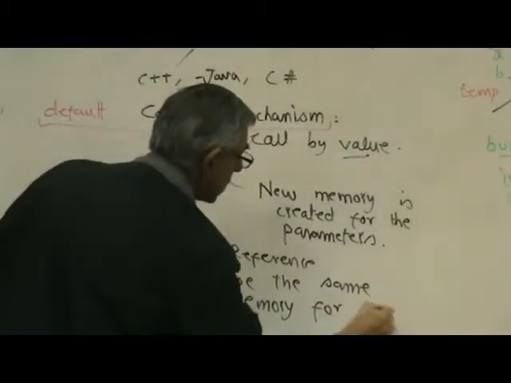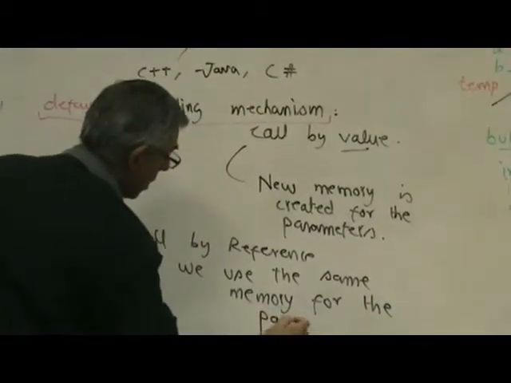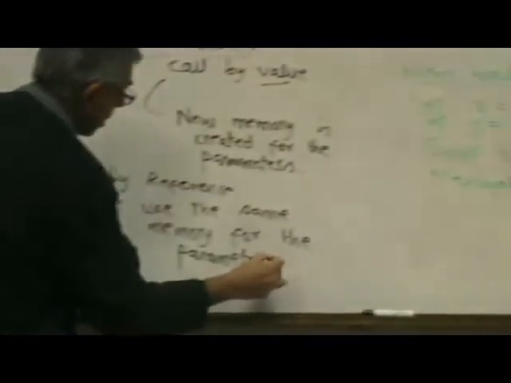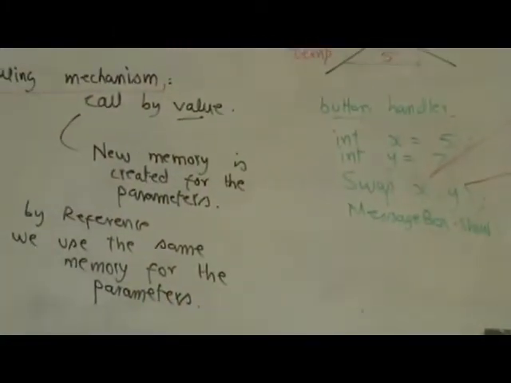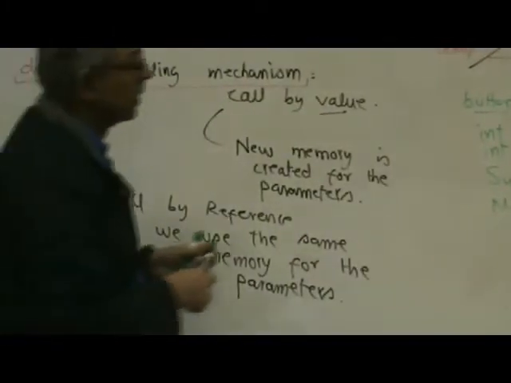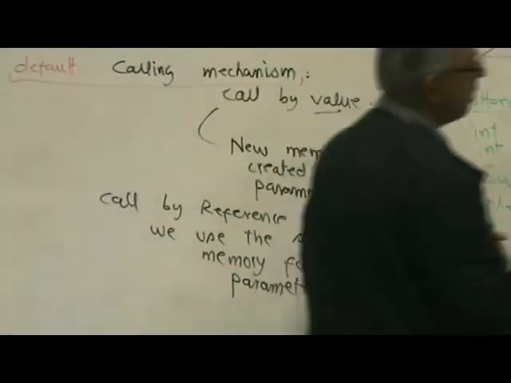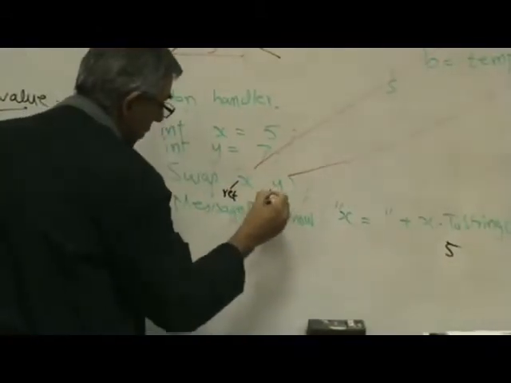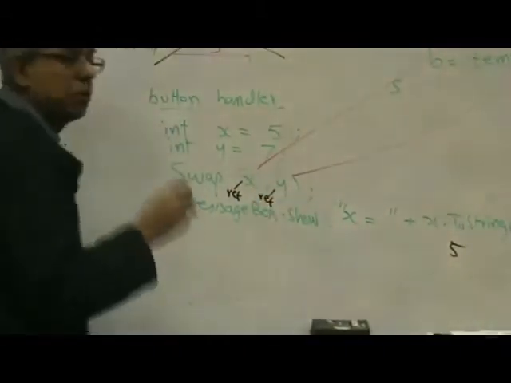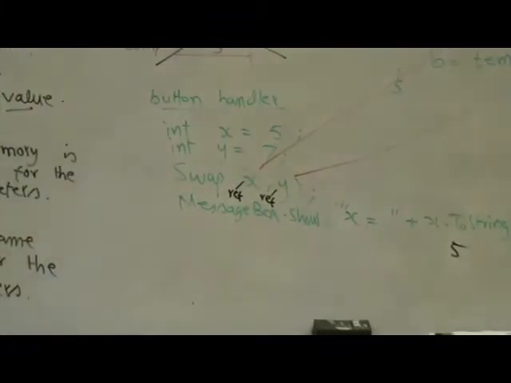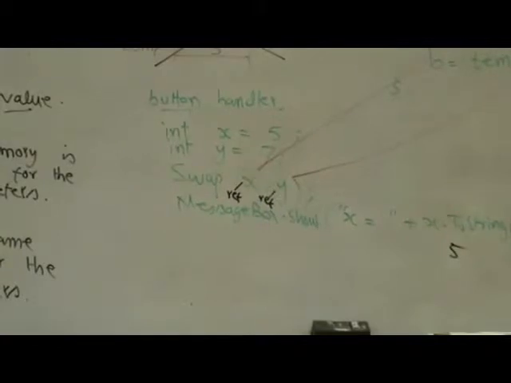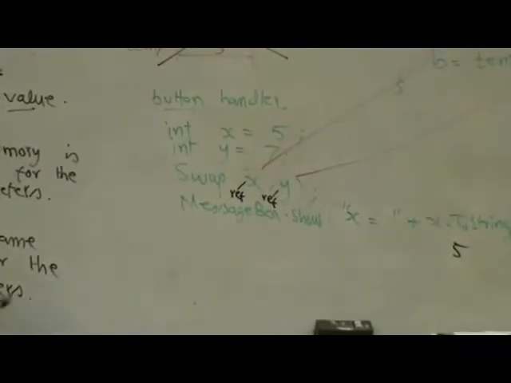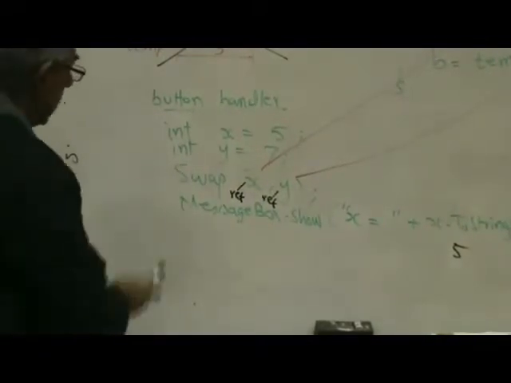For the parameters. Okay, so in call by reference, the rule is not only do you have to put the ref keyword over here, in the call also you have to put the ref keyword, so that there's no ambiguity. You are indicating that both parameters should be passed by reference. Okay. So how will the memory work out in this case?